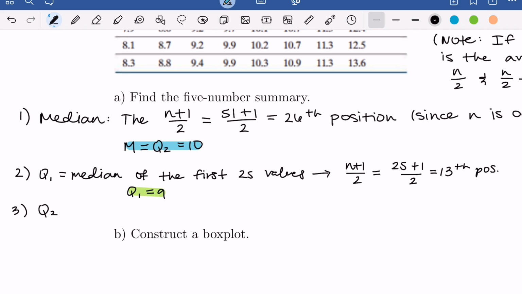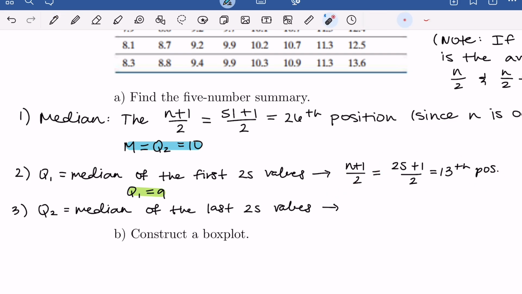So our third step here: Q3 is going to be the median of the last 25 values. This is going to be the 13th position after Q2, for the same reasoning that we saw here. If we're looking at the last 25 values, our sample is 25. Adding 1 to that and dividing by 2, we get the 13th position, but we just have to be careful with this. This is going to be the 13th position after the median, or Q2.